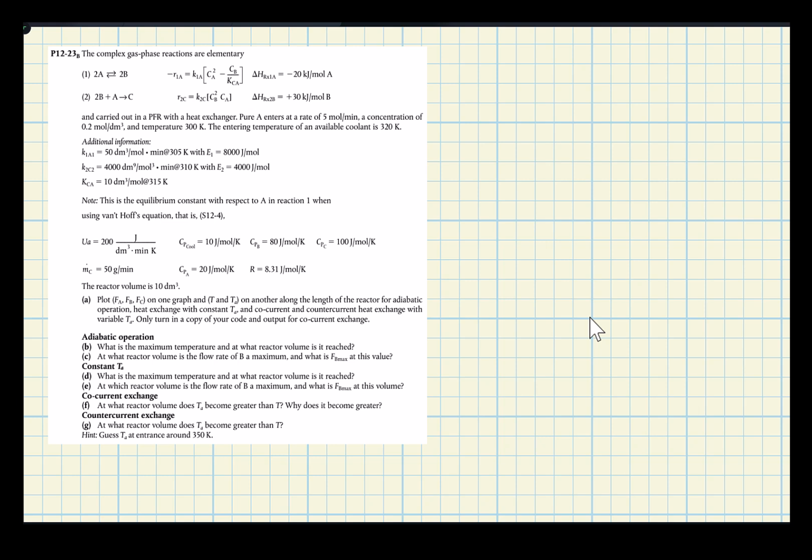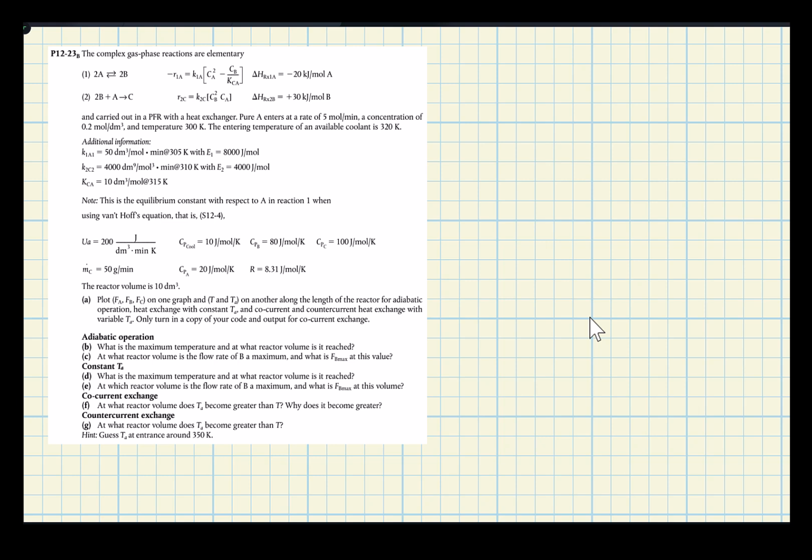Next, we have the second reaction, 2B combining with A to give you C. This is giving it to you in terms of C, so this reaction rate law is in terms of C. And also this heat of reaction is in terms of moles of B. So right off the bat, I know that these two don't match. So going forward, at some point I'm going to have to keep that in consideration.